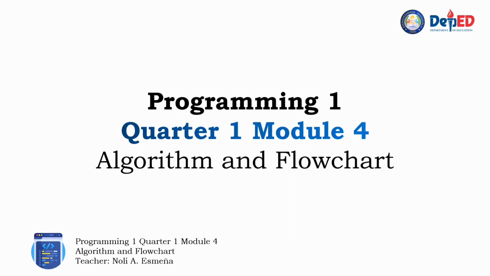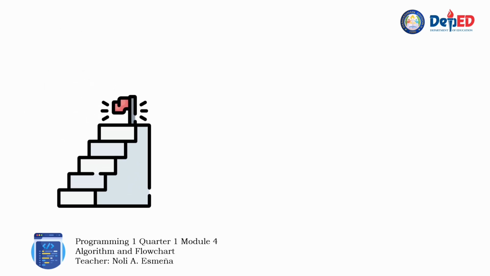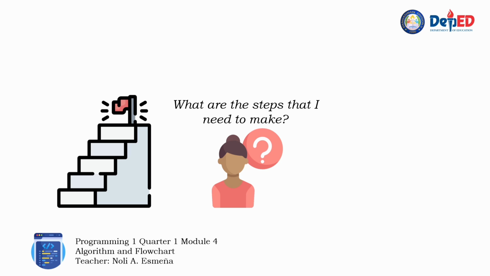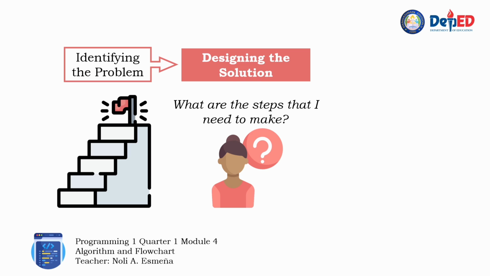Programming 1. In this video, you will learn how to write a program algorithm and flowchart. At the beginning of this quarter, we mentioned that programming as a process includes a step-by-step procedure in order to reach a goal. But to do that, a programmer must know what these steps are. In the programming process, after identifying the problem or the goal, a solution must be designed. This is where algorithm and flowchart become very useful.